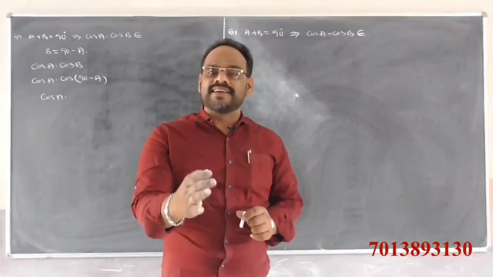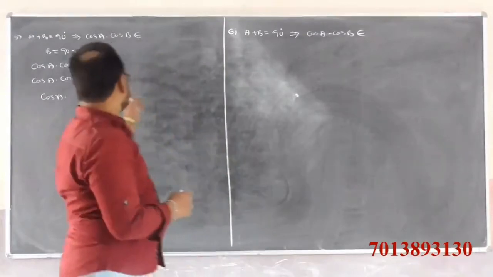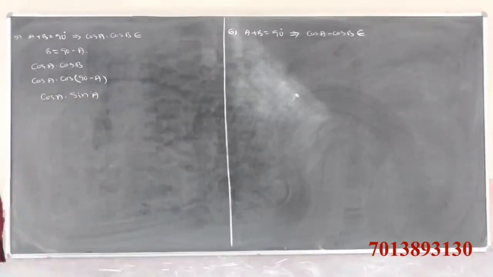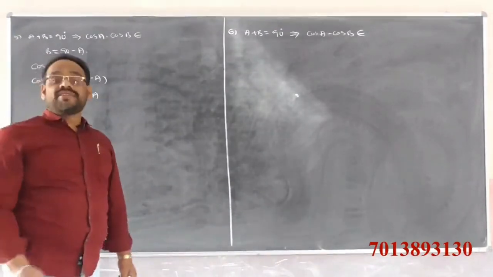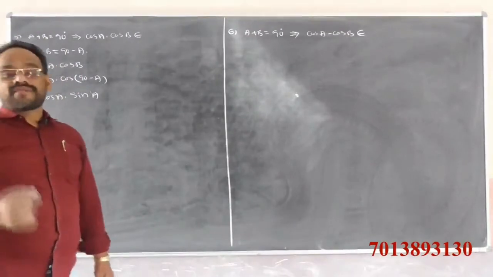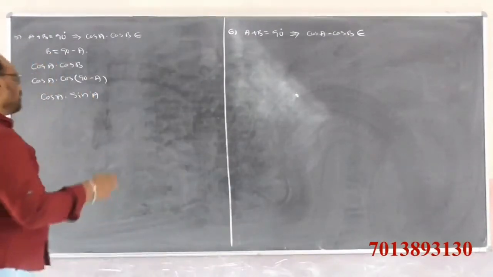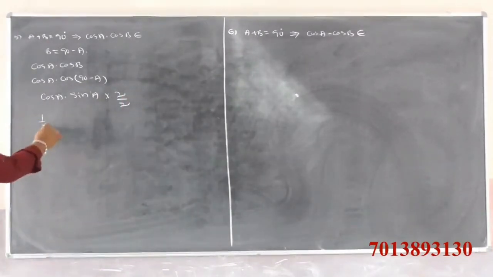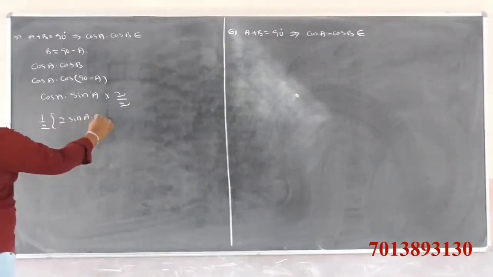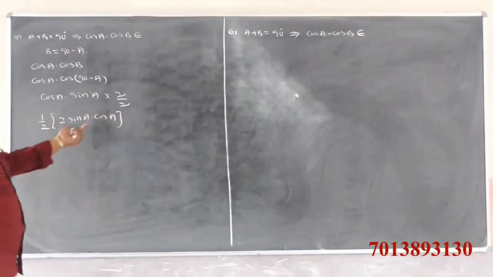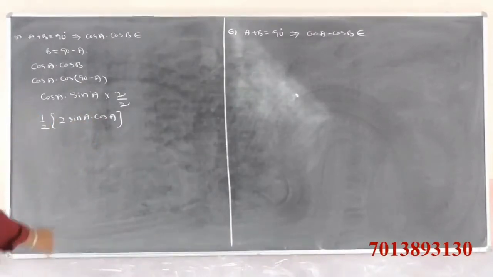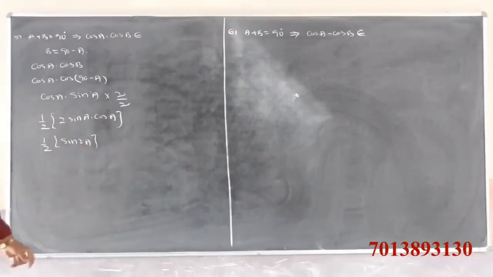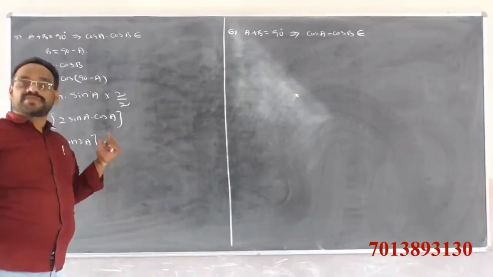Clearly cos(90 minus A) is nothing but sin A. Since 90 is there, the cos ratio changes to the sin ratio. We get sin A, that is cos A into sin A. We don't have any formula for sin A into cos A, but we have the formula 2 sin A cos A. So we multiply numerator and denominator by 2. We get 1 by 2 times 2 sin A cos A. 2 sin A cos A is nothing but sin 2A. That is equal to 1 by 2 times sin 2A.